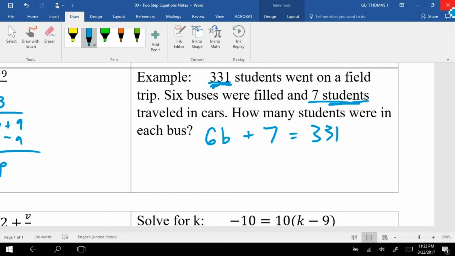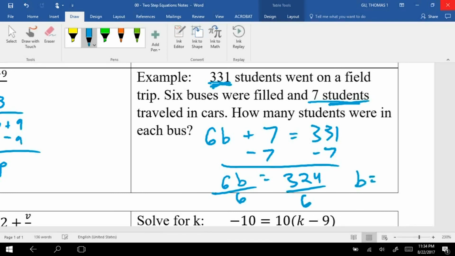How many students were in each bus? Well, we got 6 buses and 7 students coming in cars and a total of 331 students. So we're going to subtract 7 students, get these 7 students out of here because they are not part of the buses. So we got 6 buses equals 331 minus 7, that would be 324. Now we divide by 6, and then B equals, let me look at the key that I have. B equals 54.